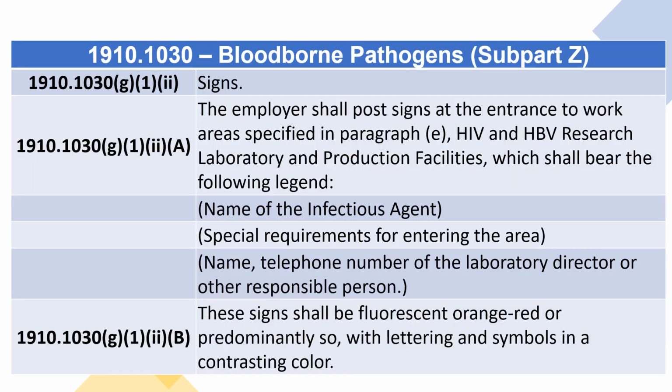1910.1030 G1, 2, Signs. 1910.1030 G1, 2, A through B. The employer shall post signs at the entrance to work areas specified in paragraph E, HIV and HBV research laboratory and production facilities, which shall bear the following legend: name of the infectious agent, special requirements for entering the area, name, telephone number of the laboratory director or other responsible person. These signs shall be fluorescent orange-red or predominantly so, with lettering and symbols in a contrasting color.